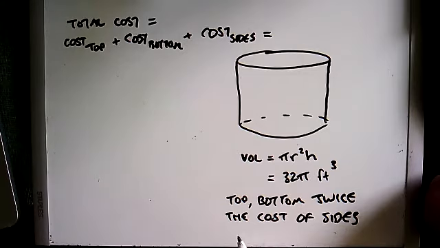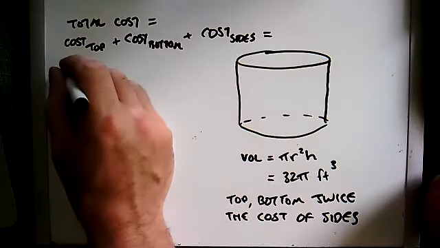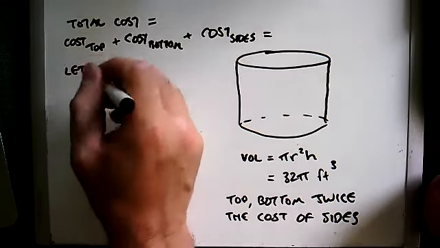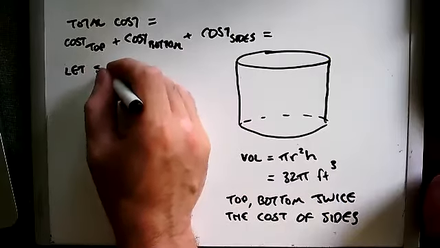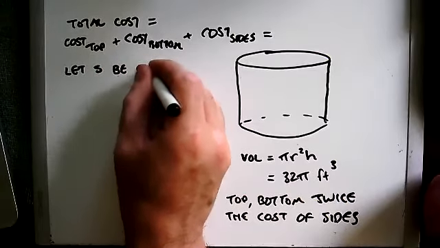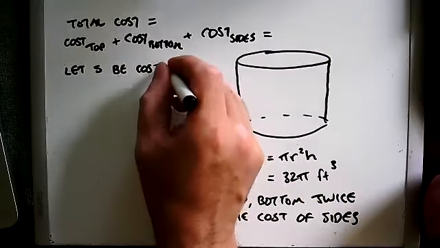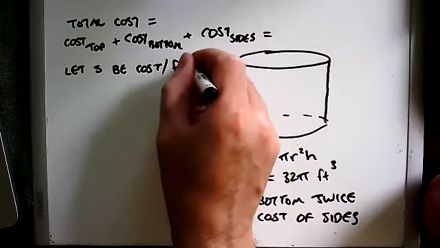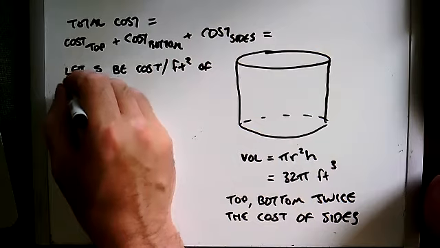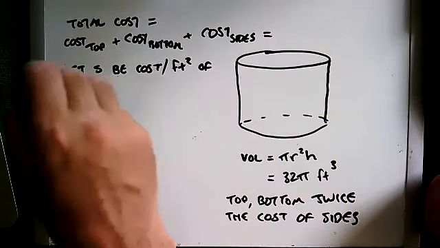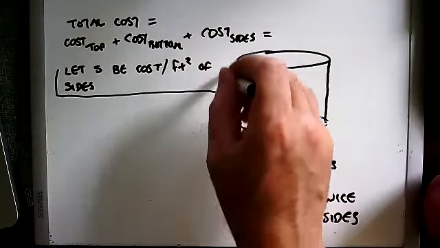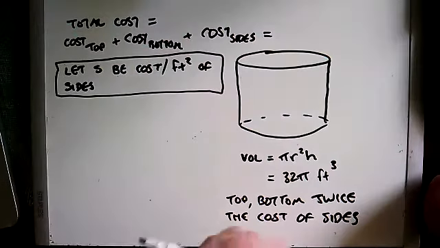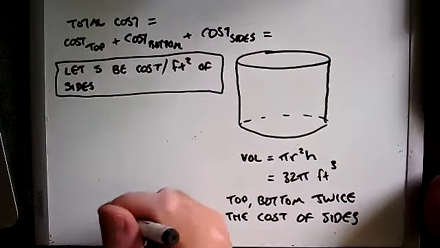Okay, so the weird thing is that we don't know the cost. We just know it's twice as expensive to do the top and the bottom as it is to do the sides. So let's just create a parameter, and this isn't a variable. Let S be the cost per square foot of the sides. So we're going to invent that parameter there. It's a constant, right, to allow us to write an equation.